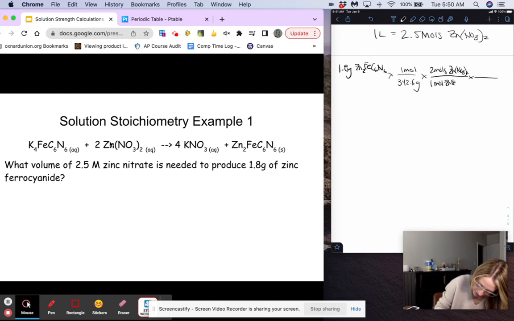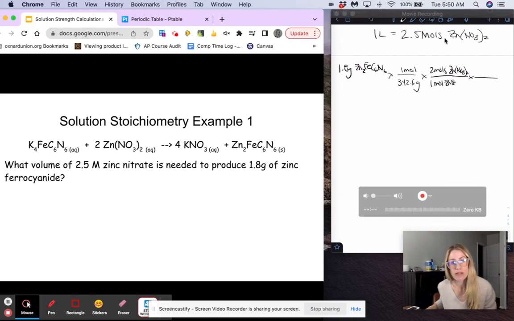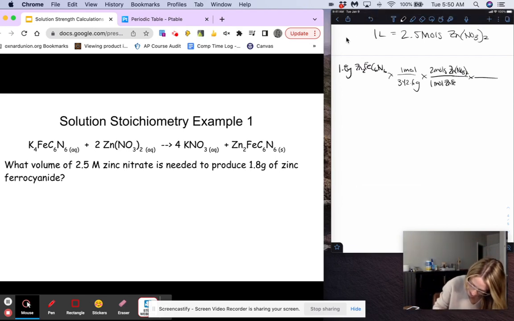And then now that I have moles of zinc nitrate on the top, I now want to use my conversion factor here in order to convert from moles of zinc nitrate to volume of zinc nitrate. So moles go on the bottom because I want to cancel that out, 2.5 moles. And then the volume, 1 liter, goes on the top. And then now I have volume. So that's it. So grams of zinc ferrocyanide cancel out, moles of zinc ferrocyanide cancel out, moles of my zinc nitrate cancel out then as well.